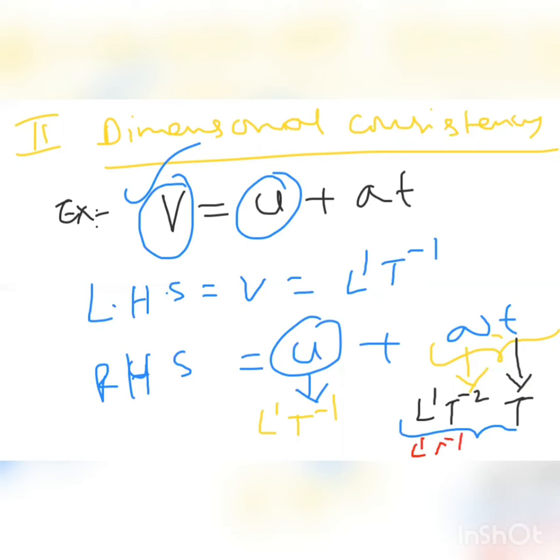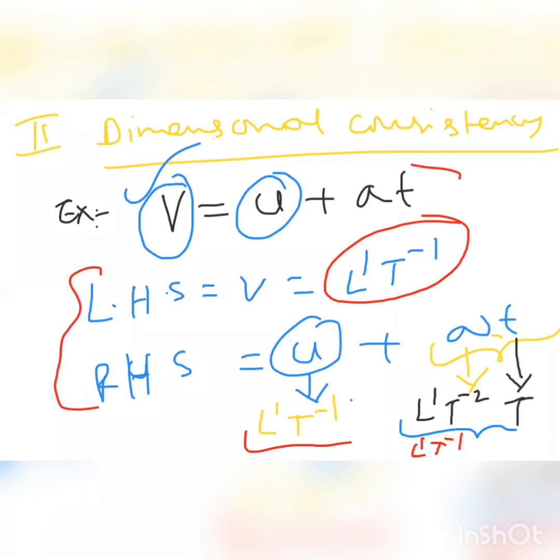So observe carefully now. On the LHS we have L1 T power minus 1. In the RHS, each term is L1 T power minus 1. All are the same. The LHS term and the RHS term are both the same. All the terms in the RHS individually are L1 T power minus 1, and the LHS is also L1 T power minus 1. From this information, the total equation is verified. Like that, we have to verify.